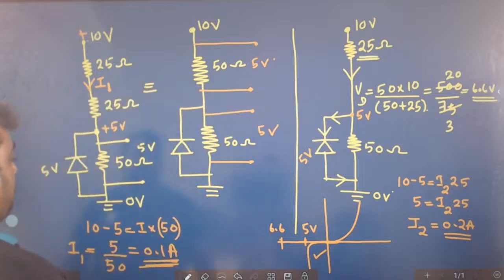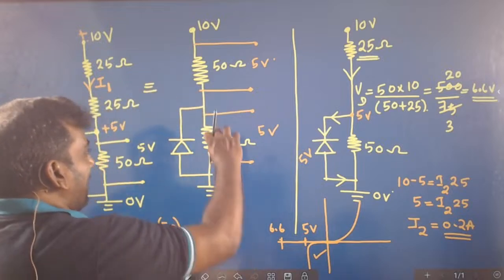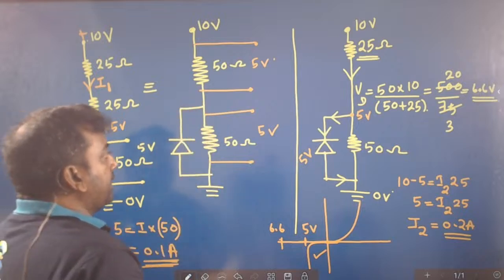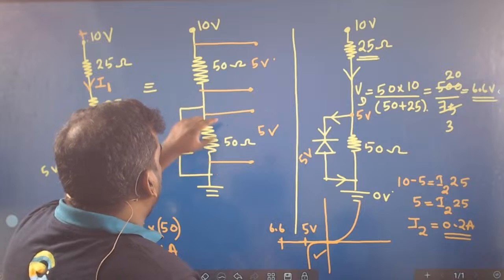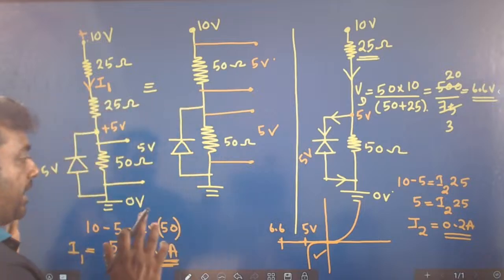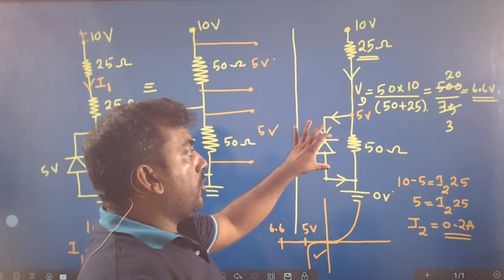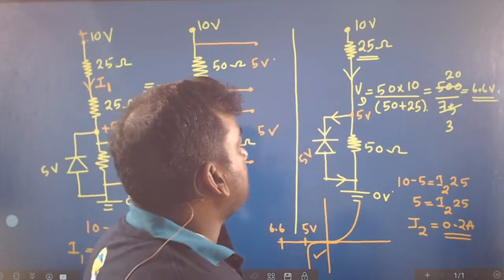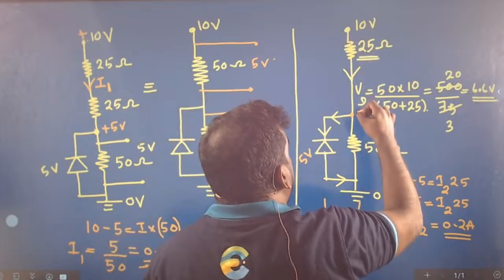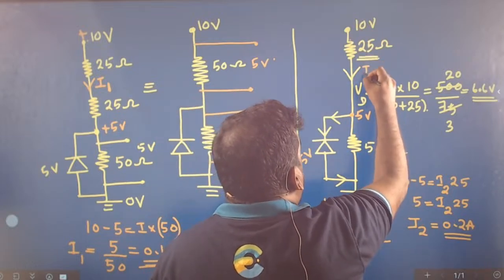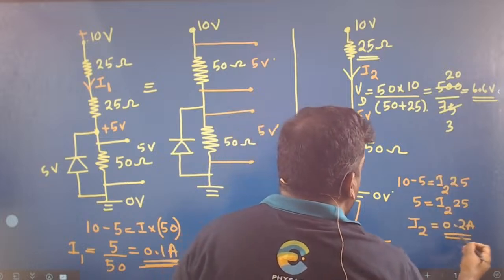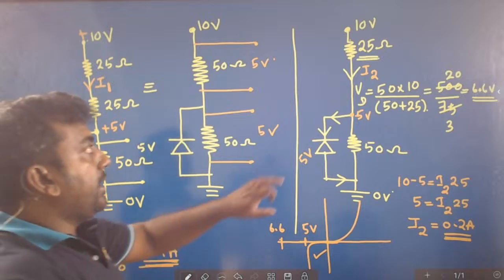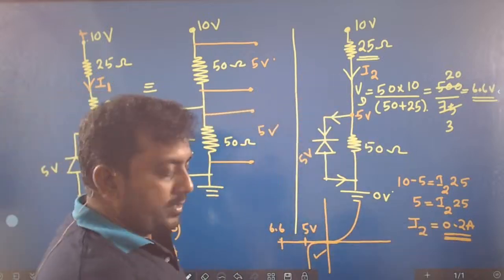What about this one? Here just 5 volt means current can pass through. If you look at it, 5 divided by 50, 0.1. 0.1 can go. Just breakdown. Here 5 volt. Current goes to the least path of resistance, so there you go. So here 5 volt means 10 minus 5, current I2 times resistance. Here current is 0.2. So current here is 0.1, current here is 0.2.